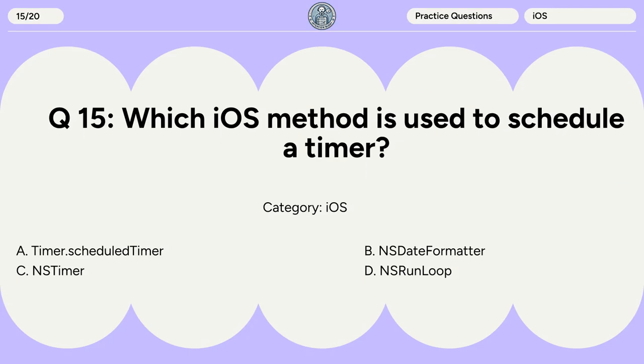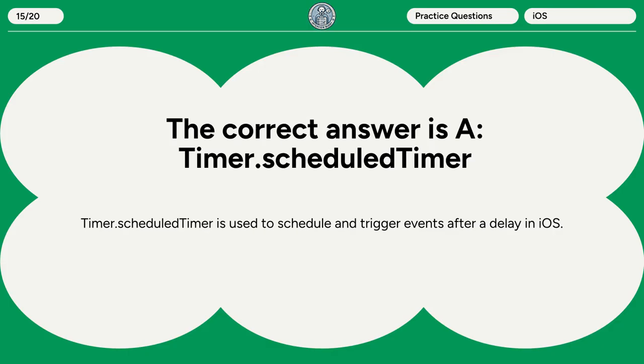Question 15. Which iOS method is used to schedule a timer? A. Timer.scheduledTimer. B. NS date formatter. C. NS timer. D. NS run loop. The correct answer is A. Timer.scheduledTimer. Timer.scheduledTimer is used to schedule and trigger events after a delay in iOS.